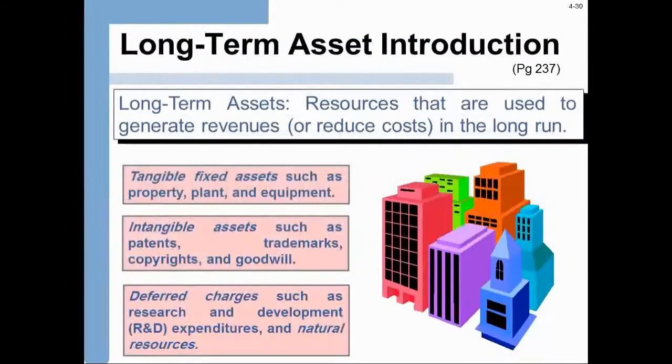First of all, the long-term assets, or we also call them non-current assets. So long-term assets, as you guys already know, have a life of more than a year. These are the resources that are used to generate revenues. These long-term assets are basically of 2 types. They are tangible, they are intangible. Tangible assets are all those which we can touch, like property, plant, and equipment. On the other side, intangible assets, as you guys already know, are patents, trademarks, copyright, and goodwill.